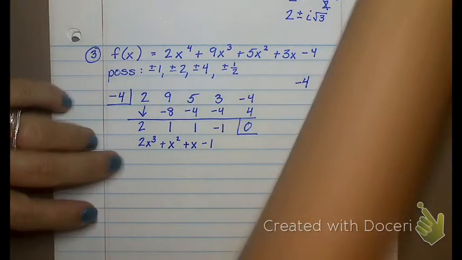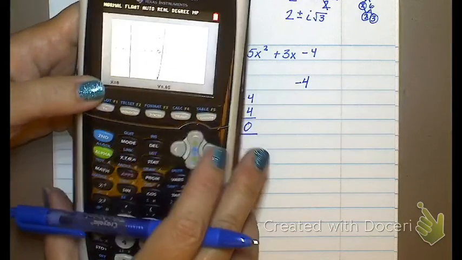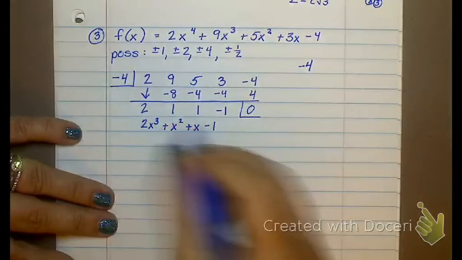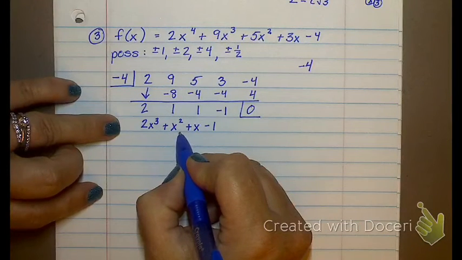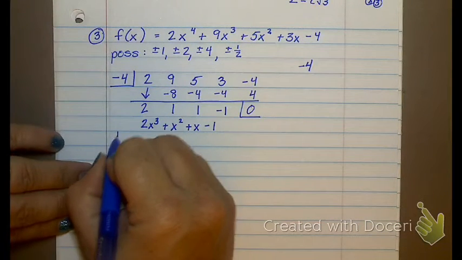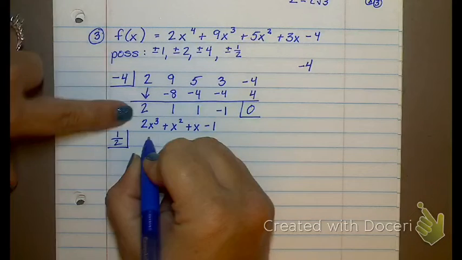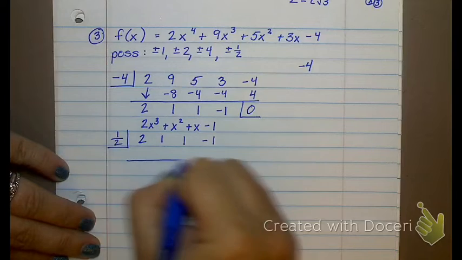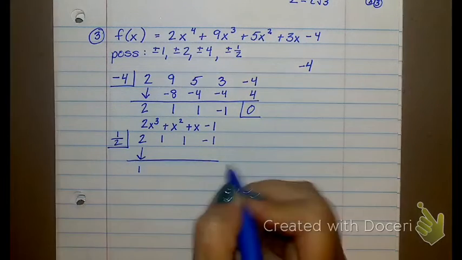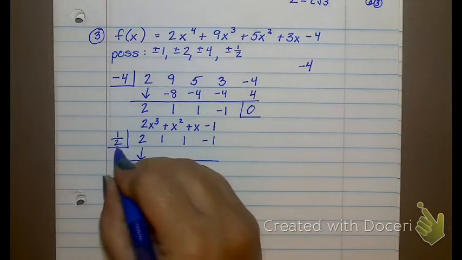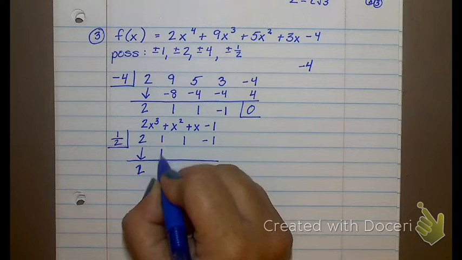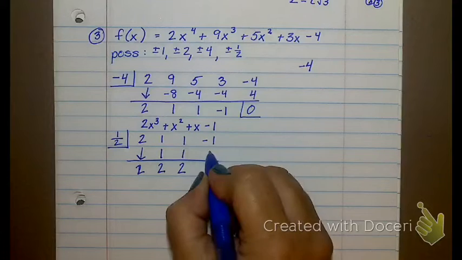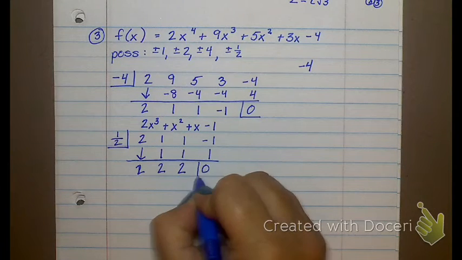What was the other point on my graph that looked reasonable? 1/2. Let's try 1/2 and see if we get that other one. Because I don't think I can use grouping here. So I think I have to try 1/2. So again, I'm going to use my x to the 3rd coefficients. Use that fraction button on your calculator if you need to. Oops, that's a 2. 2 times 1/2 is 1. 1 plus 1 is 2. 2 times 1/2 is 1. 1 plus 1 is 2. 2 times 1/2 is 1. Negative 1 plus 1 is 0.